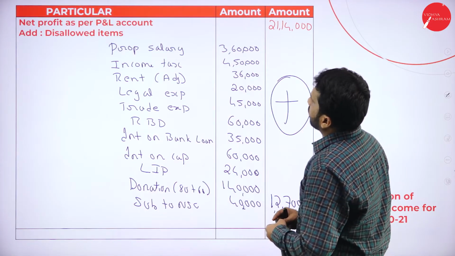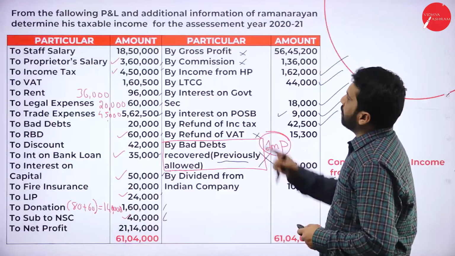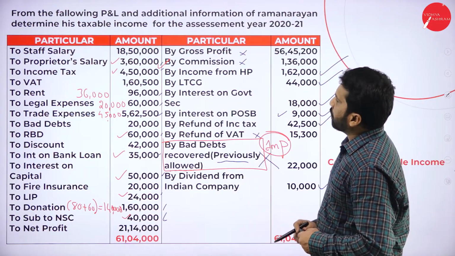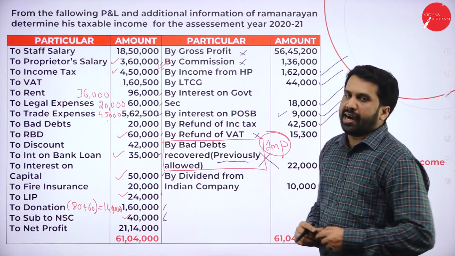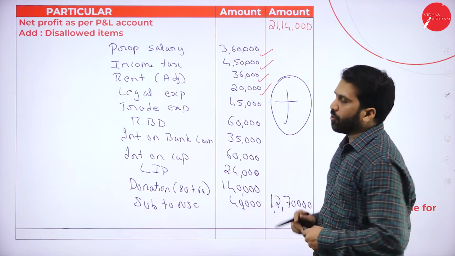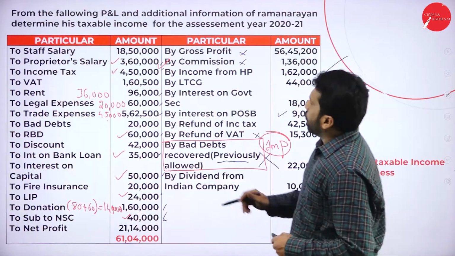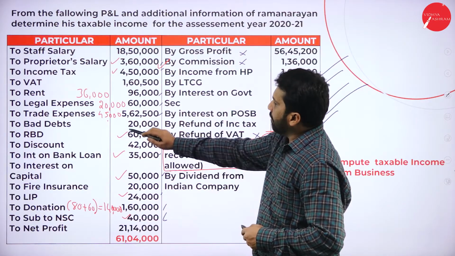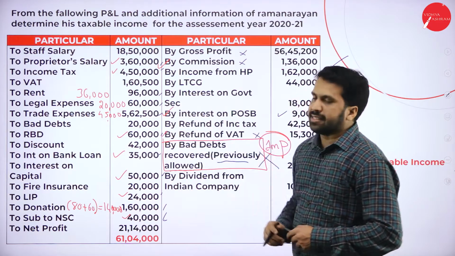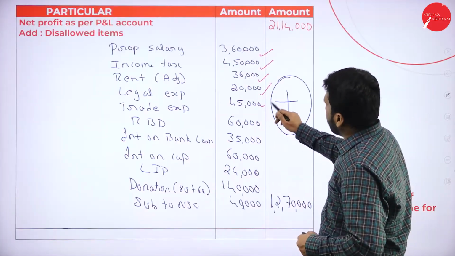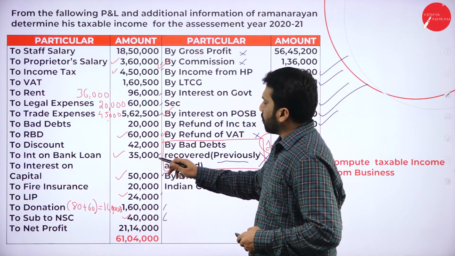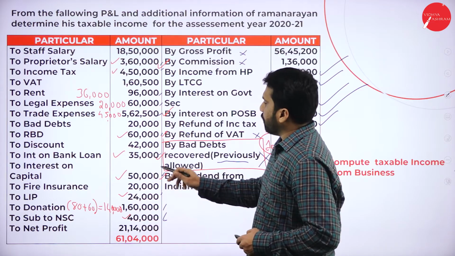Whatever your disallowed items we have taken: 3,60,000, 4,50,000, 36 and 20,000. Then we have 45,000 and we have 60,000. And along with that, we have interest on bank loan, 35,000.